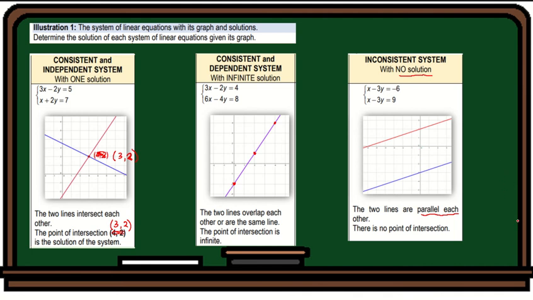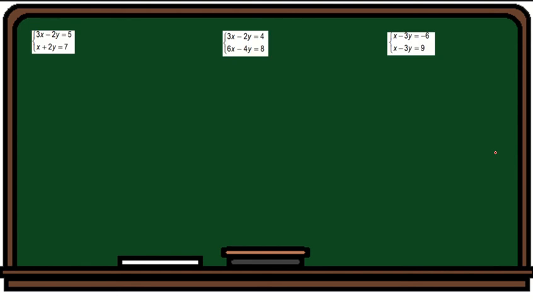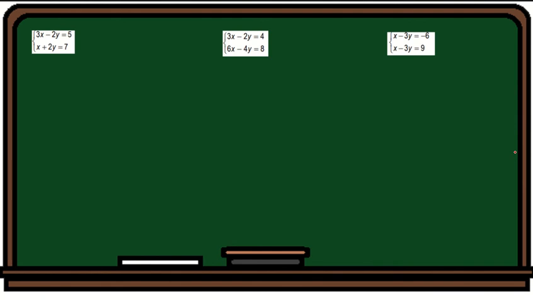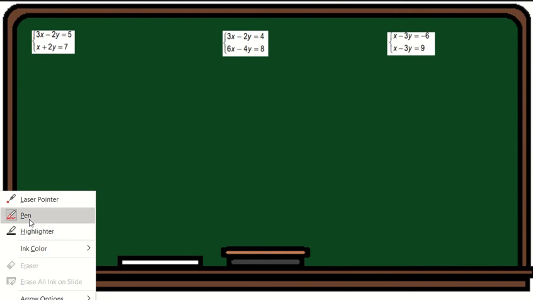Now, to graph this one, we make use of our slope and y-intercept. So, we have here, we are to identify the m and b of each system. So, let's have first the consistent dependent system.